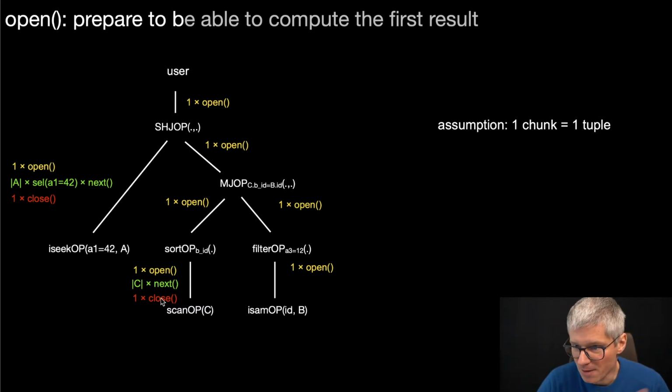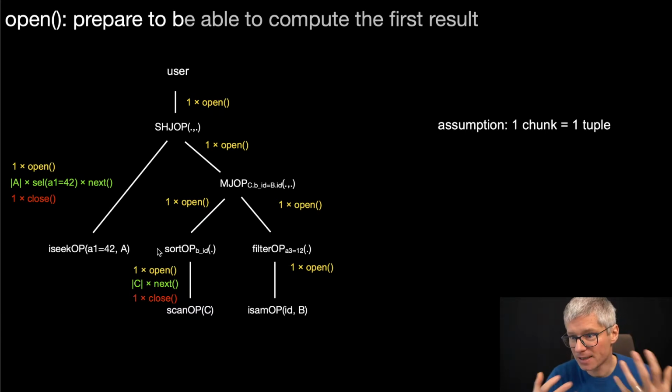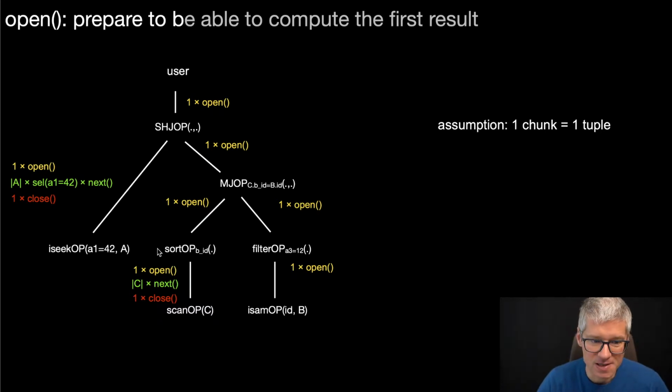And that's maybe similarly done in other sort implementations. So basically, you want to be able to quickly deliver the first result to next. But in the end, it means all of C is read here, is kind of somehow buffered in the sort operator. And that all happens just because you call open here on the topmost operator.